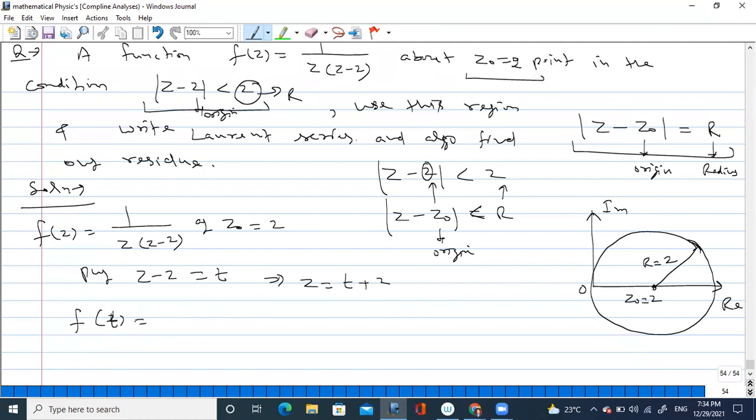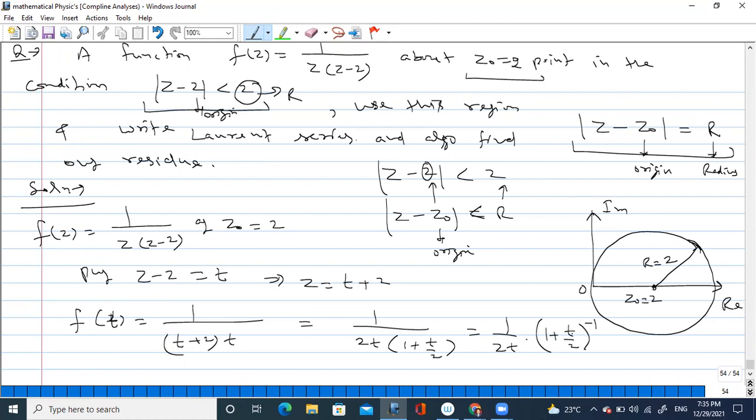But now your function has converted to t. So f(t) will be 1 upon, in place of z, I am writing t plus 2, into t. So in this t plus 2, here what I can do, I can take 2 common. So it will become 1 upon 2t, into 1 plus t by 2. And we can use the binomial. It will become 1 upon 2t into 1 plus t by 2 to the power minus 1.